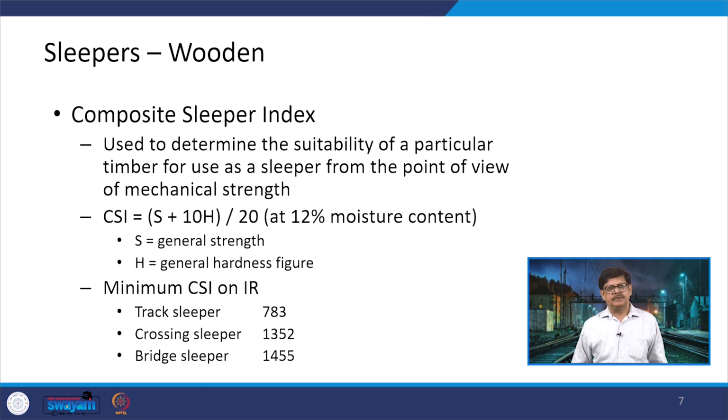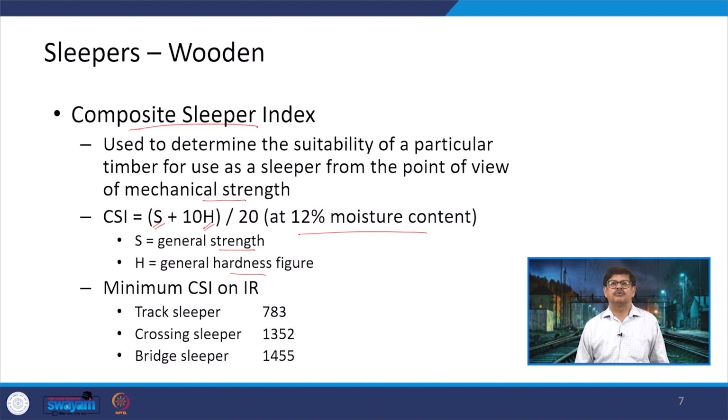Now, in the case of wooden sleepers, one index is usually talked about, which is defined as the composite sleeper index. This composite sleeper index actually tries to give you a value on the basis of its strength, and that strength is going to be in terms of a generalized strength with respect to the load taking capacity as well as the hardness. So, we have the load taking capacity defined by S and the hardness defined by H. So, this CSI or composite sleeper index becomes equal to the strength plus 10 times the hardness, and this whole is divided by 20, and this is done at a moisture content of 12%.